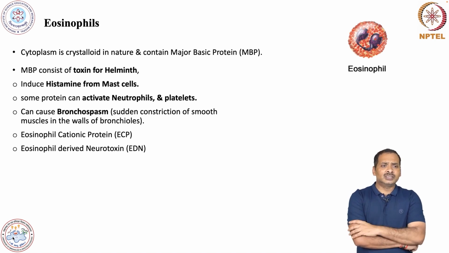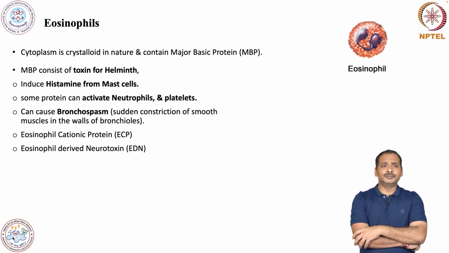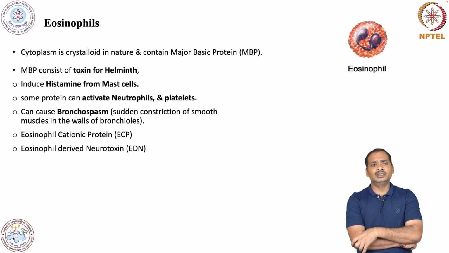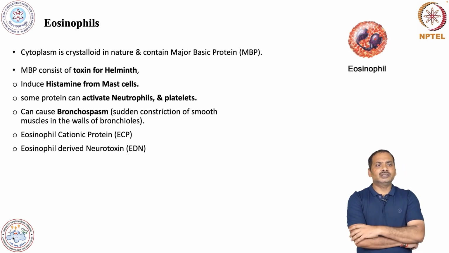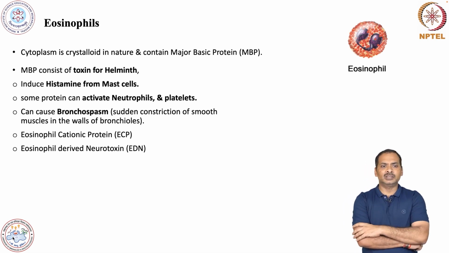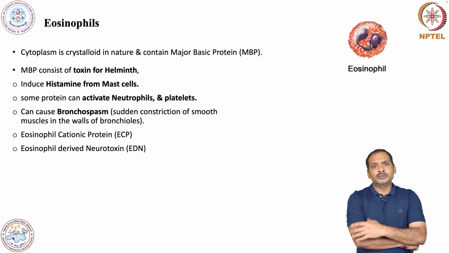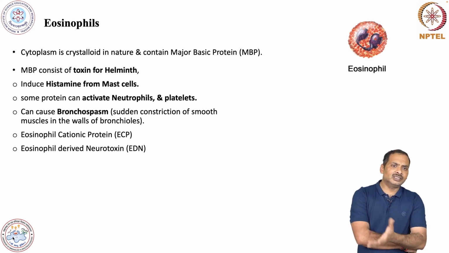So what does this MBP consist of? Basically it consists of histamine. And MBP induces histamine release from mast cells. This MBP acts on mast cells, and then the histamine will be released. Some MBP proteins can activate the neutrophils and platelets.